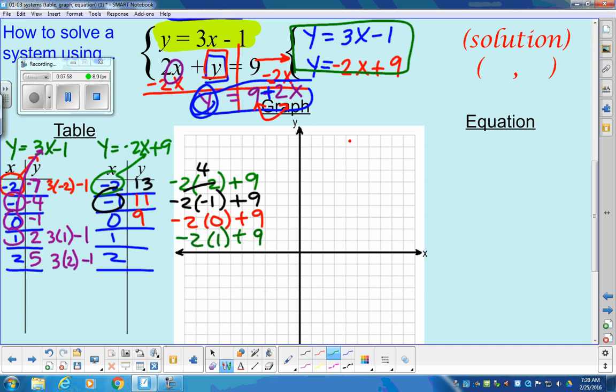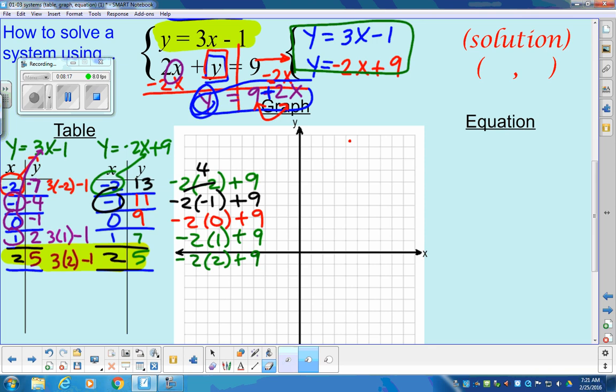Again, pick up that calculator if you need to. You can see a pattern there. Negative 2 multiplied by 1 is negative 2, plus 9 is 7. Plug in 2. Negative 2 times 2 plus 9 is 5. So there's our situation there. We are looking for an intersection. The intersection is 2, 5.